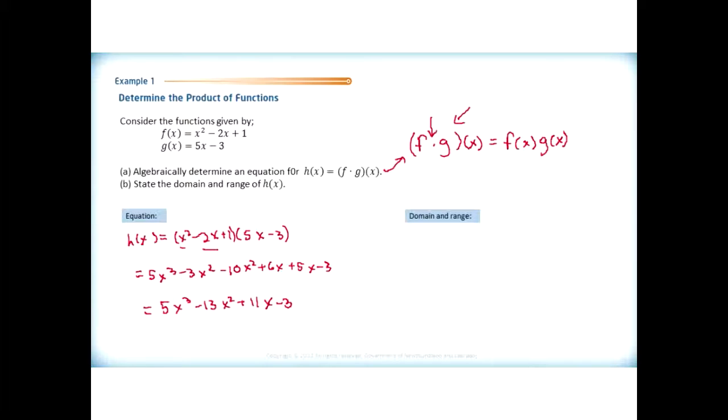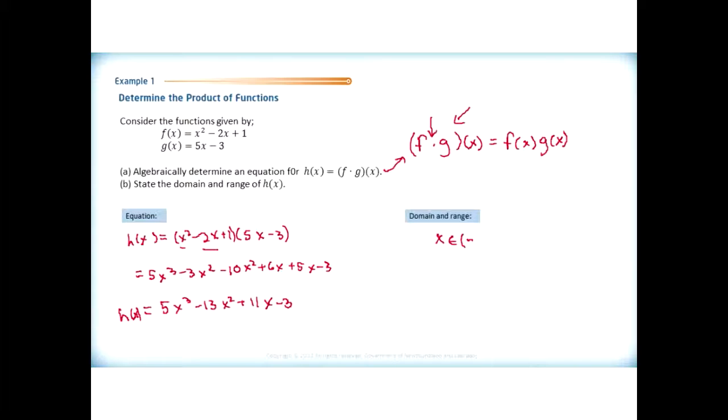And so we get this cubic function, h of x, that is the product of the two that we started with. So since what we ended up with here was a cubic function, finding domain and range is not going to be difficult. Cubics are polynomials too. Cubics are people too. Ha ha ha, just kidding.